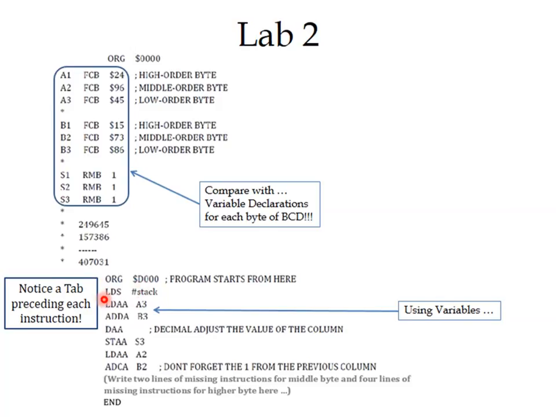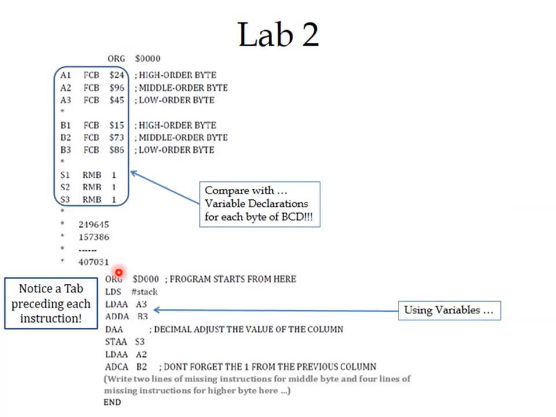Then you initiate the stack. We'll talk about the stack later as well. But this is exactly what we are doing. Look at this. We are adding the lower bytes. Do you notice what we are adding? We are adding A3 and B3, right? If you go back, look at the number. A3 is the lower byte of the first number, which is 45. And B3 is the lower byte of the second number, which is 86.